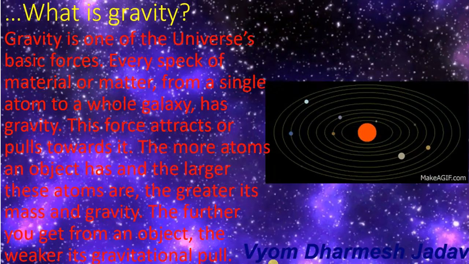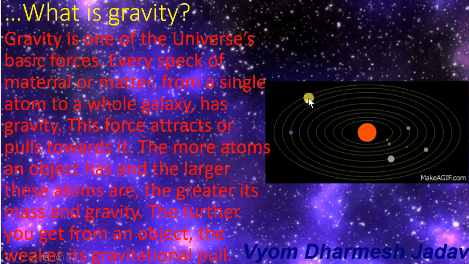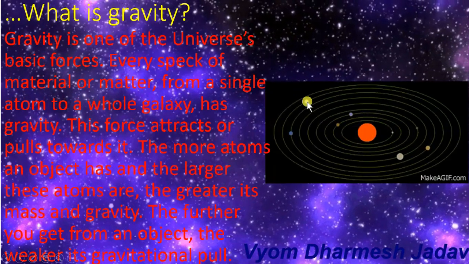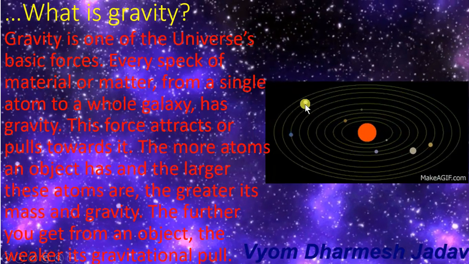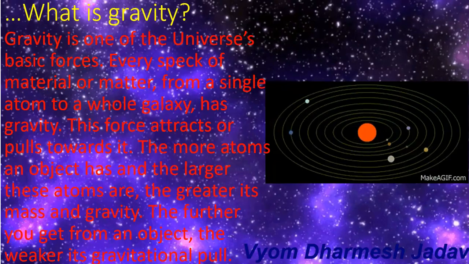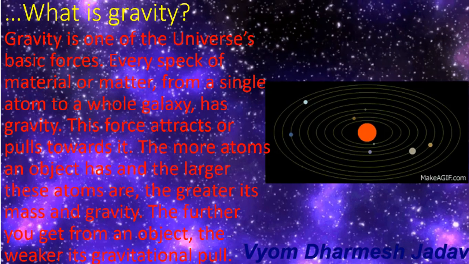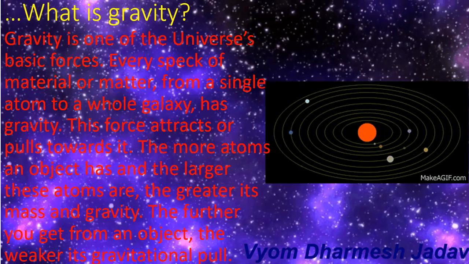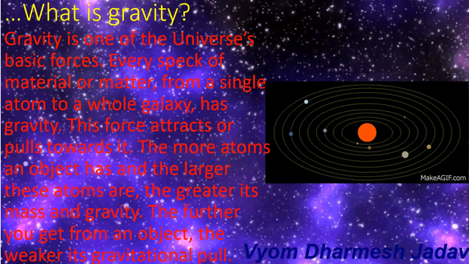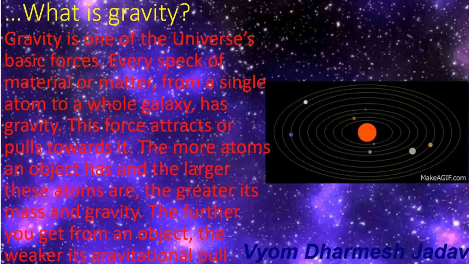The further you get from an object, the weaker its gravitational pull. Just like you can see here. Let's imagine this is Neptune, okay? This orbit is making Neptune slow. Now how? You can see its revolution time takes 165 years if you have watched the solar system video which I had made, or if you have watched any other video of the solar system.